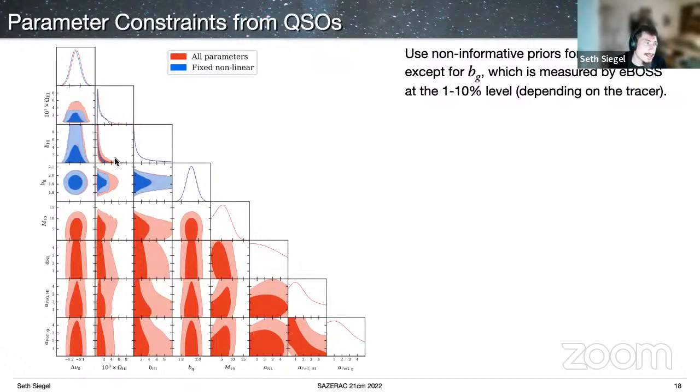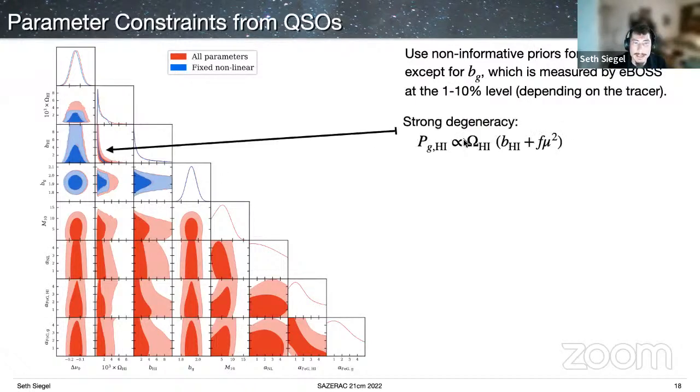But that still has a degeneracy with the density itself. And that's because the cross power spectrum is proportional to this quantity. So this F mu squared term encodes redshift space distortions due to the Kaiser effect. And it's significant in our analysis because in general, we're sensitive to modes with large mu, which is the cosine of the angle with respect to the line of sight direction.